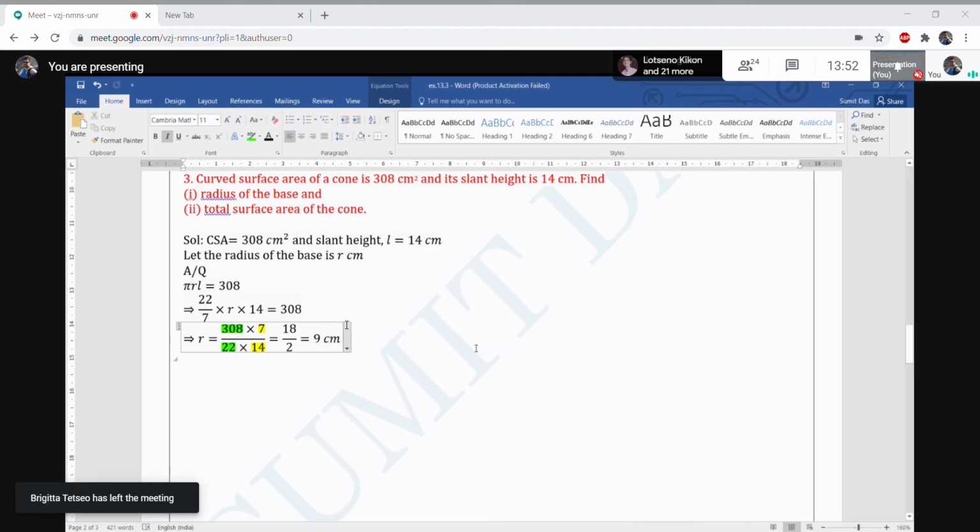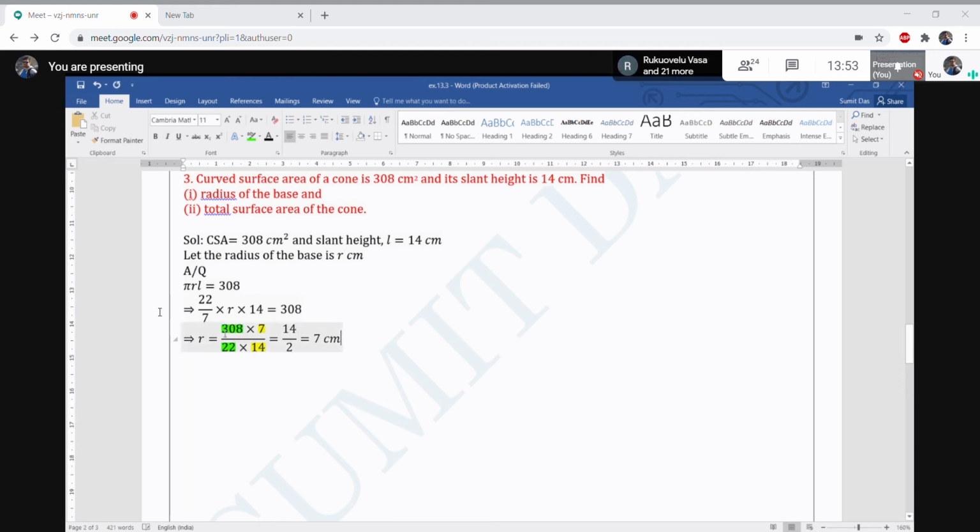You can divide by yourself also, 308 by 22 you can check by yourself. Oh wait, it will be 14, not 18. 22 into 1 is 22, so 8, yeah, 4 into 22 is 88, yeah, it will be 7, sorry, it will be 7 centimeter. Okay, so we got the radius.